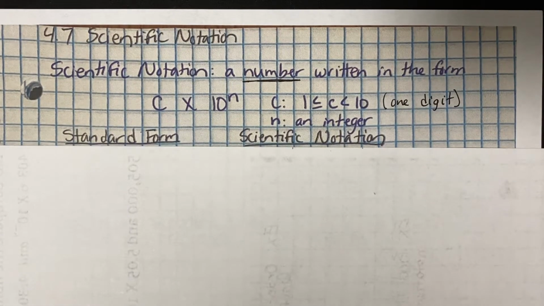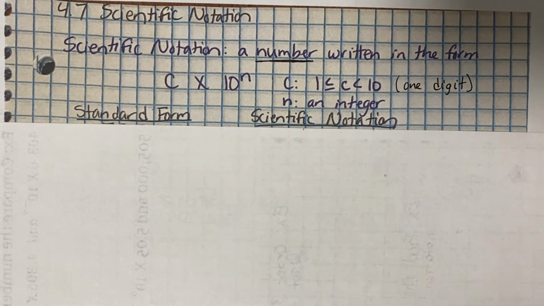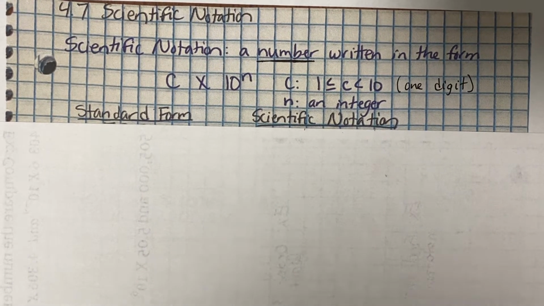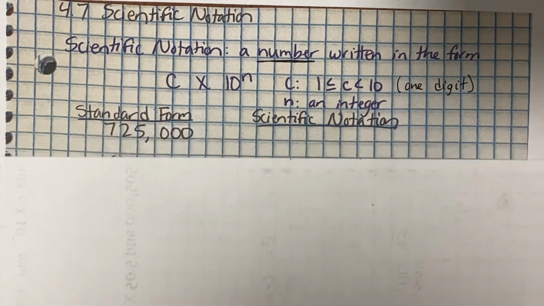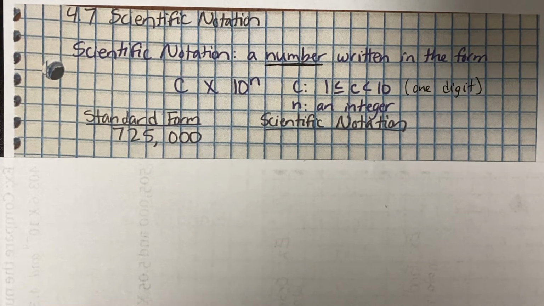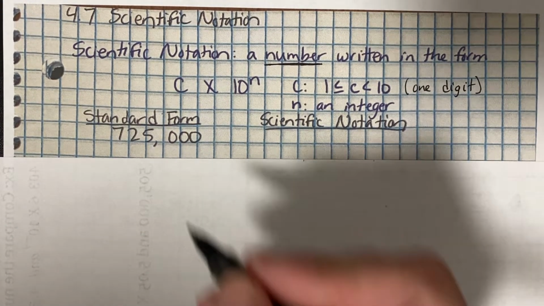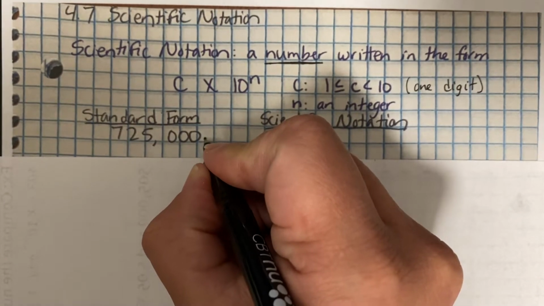Okay. So I'm going to show you standard form and scientific notation. So our first number is written in standard form. So that's the form that we normally see. So I'm going to show you how to write that in scientific notation. So what you do is there is always an imaginary decimal right here.